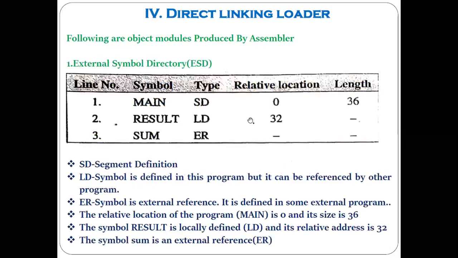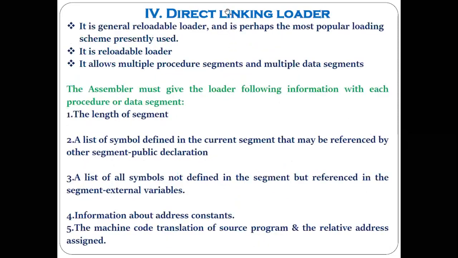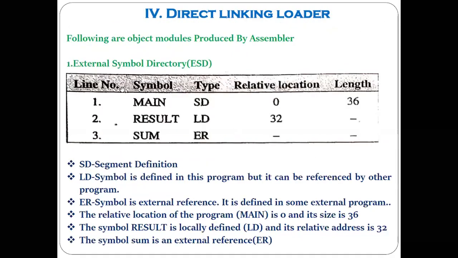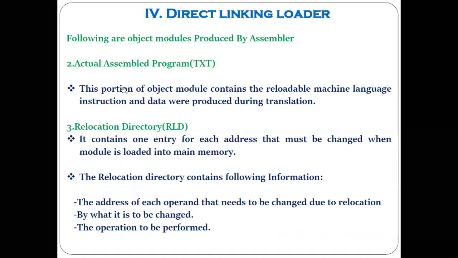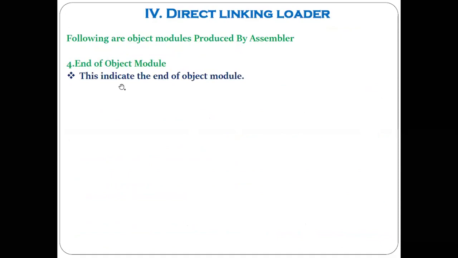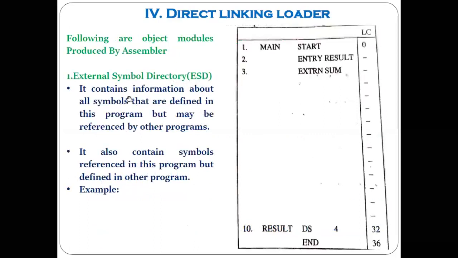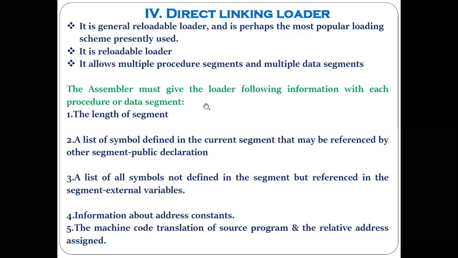As I have shown you initially, the assembler has to give different information to the loader. So these five pieces of information we have seen are given to the loader with the help of these different object modules. The first object module is ESD, the second is the actual assembled program, the third is the relocation directory, and the last is the end of object module. With the help of these object modules, the assembler gives the information to the loader, and then the loader actually does the functioning of allocation, relocation, and loading.